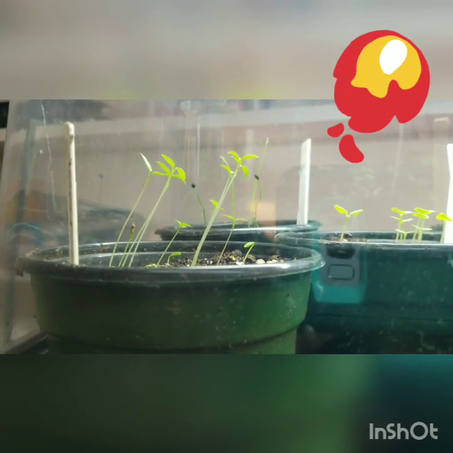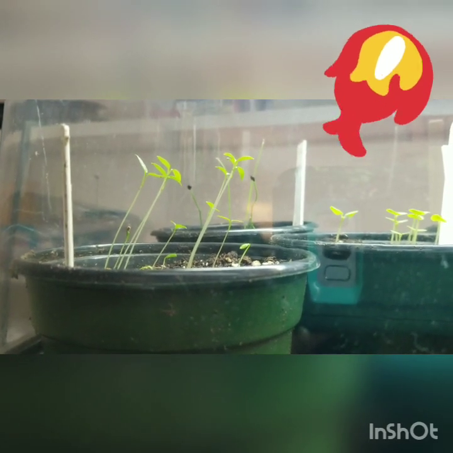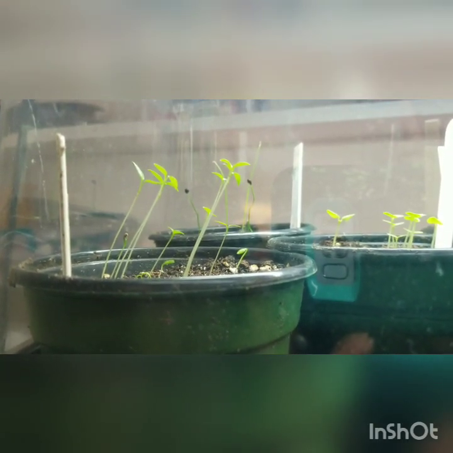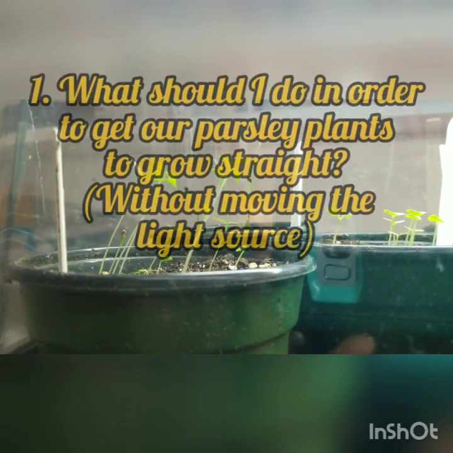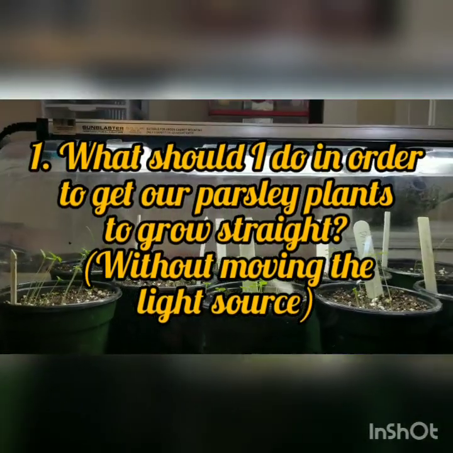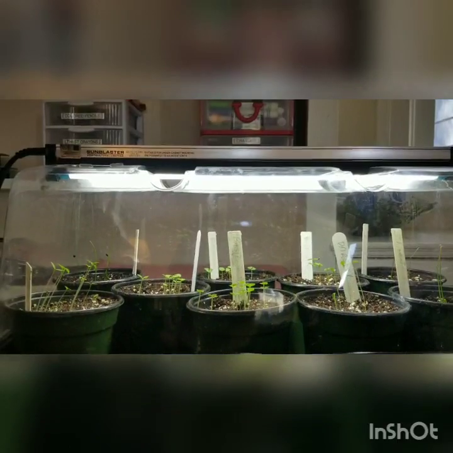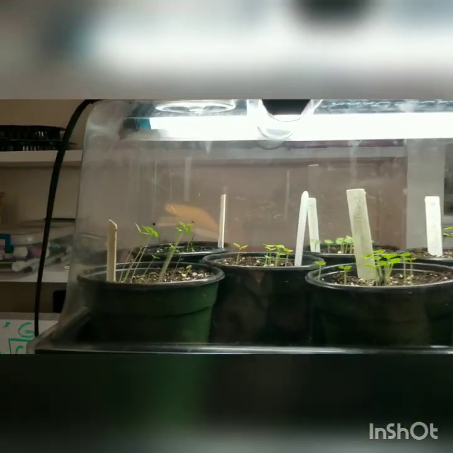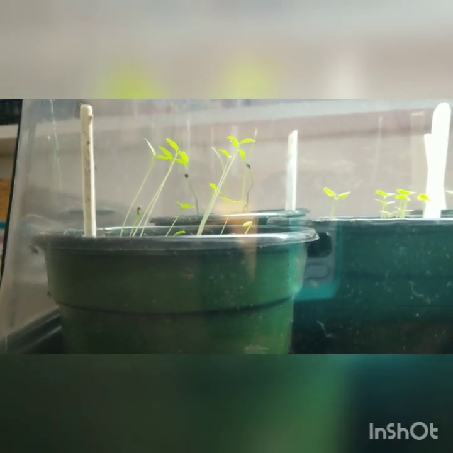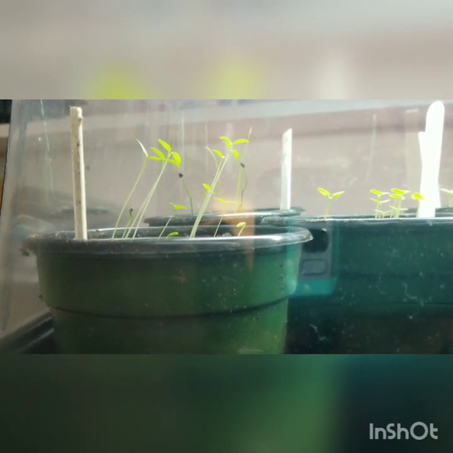The goal of plants is always to get that light energy in order to go through photosynthesis, making energy for more plant growth. So my question to you here is, what should I do in order to get these parsley plants to grow straight? If I have to keep our light source locked in place on the dome, what should I do about these parsley plants? So that's question number 1.